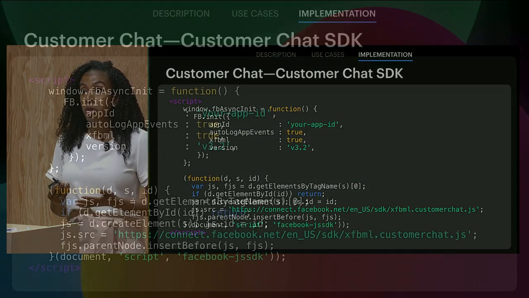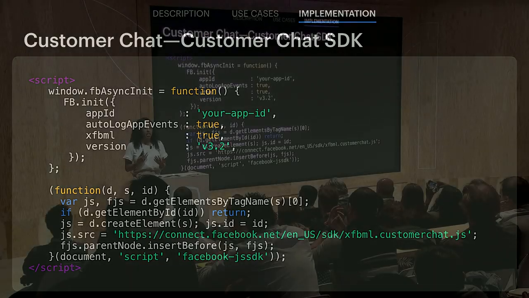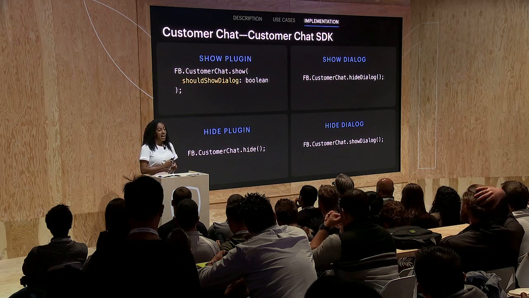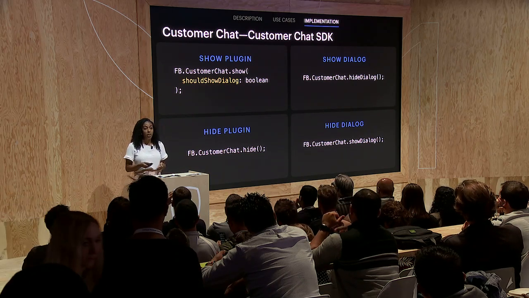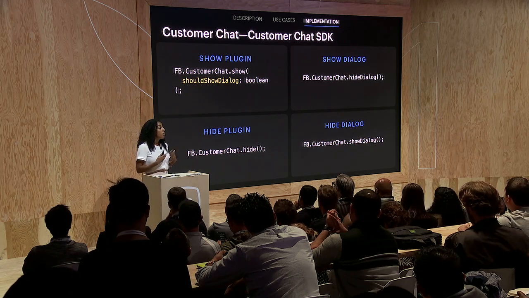If you prefer to manually include the Customer Chat plugin, you'll need to include the Customer Chat SDK. Now, this SDK encompasses the Facebook JavaScript SDK that we spoke about earlier. However, it also includes some extra customer chat functions that will allow you to dynamically trigger the plugin. With the Customer Chat SDK, you can easily show or hide the plugin, as well as update the greeting text and ref attribute for the plugin.